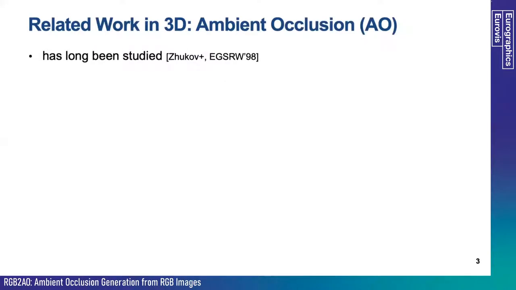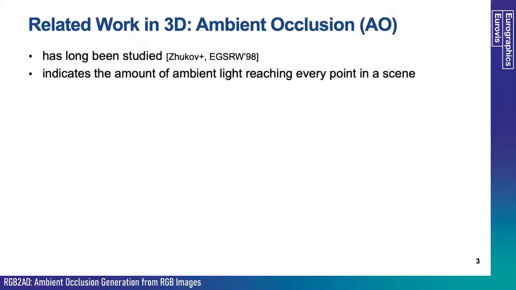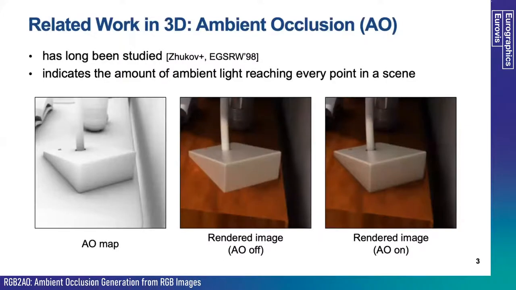Here, we're going to briefly review related works in 3D. First, AO itself is not an idea we propose, but an idea first developed about 20 years ago and investigated for a long time in computer graphics. Formally, AO indicates the amount of ambient light reaching every point in a scene. So with AO, we can add a non-directional shading effect in rendering a 3D scene like the figures below. With ambient light, all objects in the scene are usually brightened with a fixed intensity and color. However, if the light is occluded by surrounding objects or stuff, it decreases.